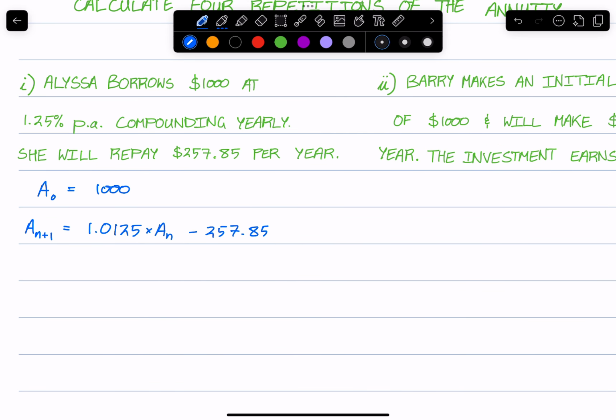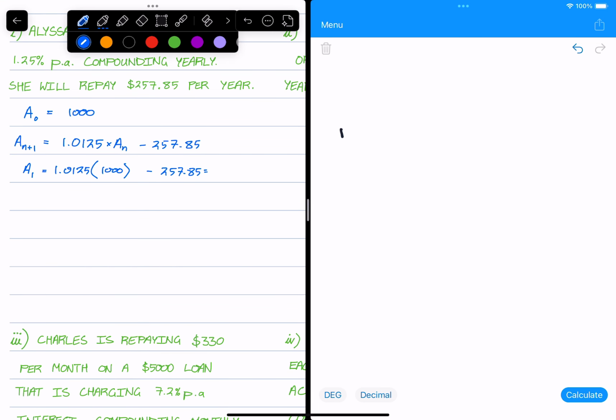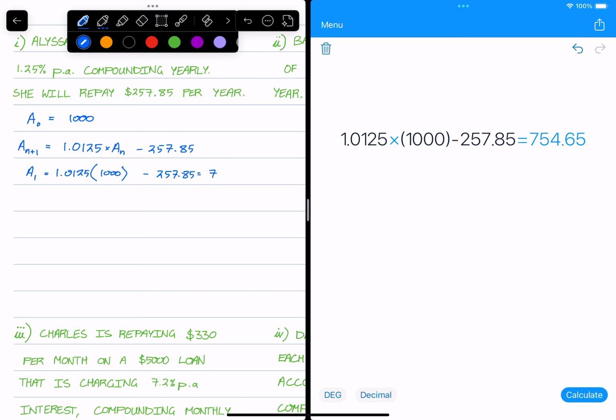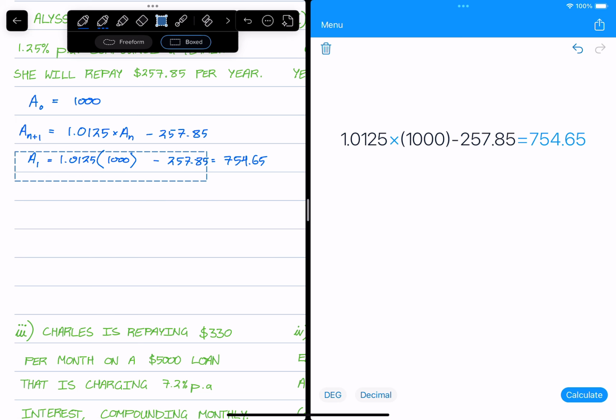So from here, let's now find A1. 1.0125 times the starting amount, which is 1,000, minus 257.85. Check our calculator here: 1.0125 times 1,000 minus 257.85. The value at the end of the first year is 754.65.